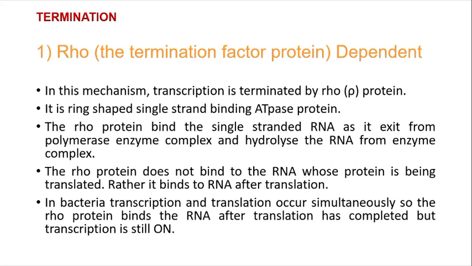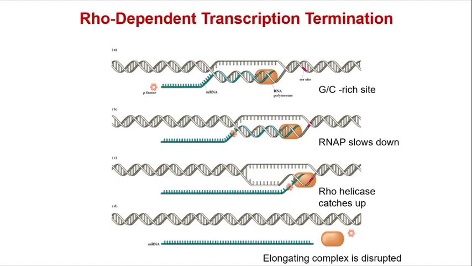prokaryotic cell, transcription and translation occur simultaneously. So the rho protein binds the RNA after translation has completed, but transcription is still on. The protein binds to the termination sequence, and then the whole complex is dissociated here. You just see the picture here. This is rho dependent transcription termination. The rho protein is attached to this mRNA, and after that it dissociates the double helical form of the DNA and also the mRNA. It separates the mRNA from the double helical structure of the DNA.